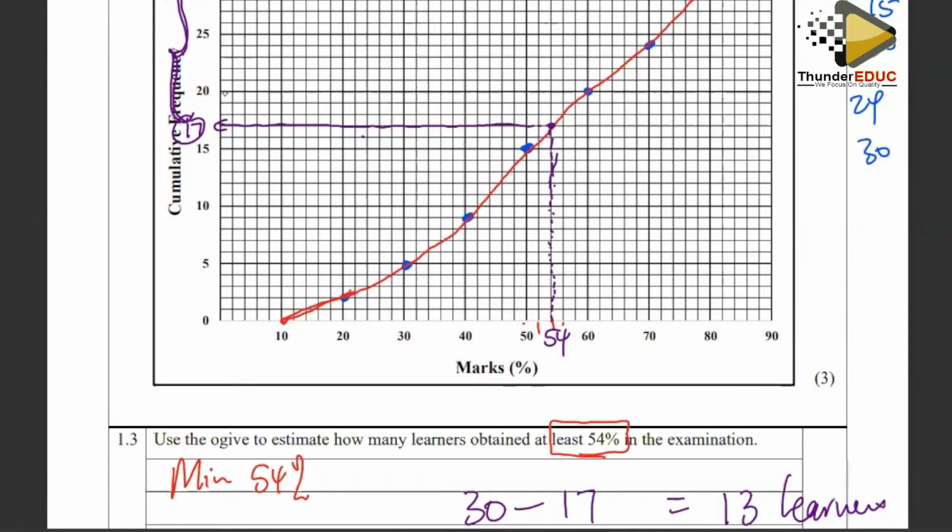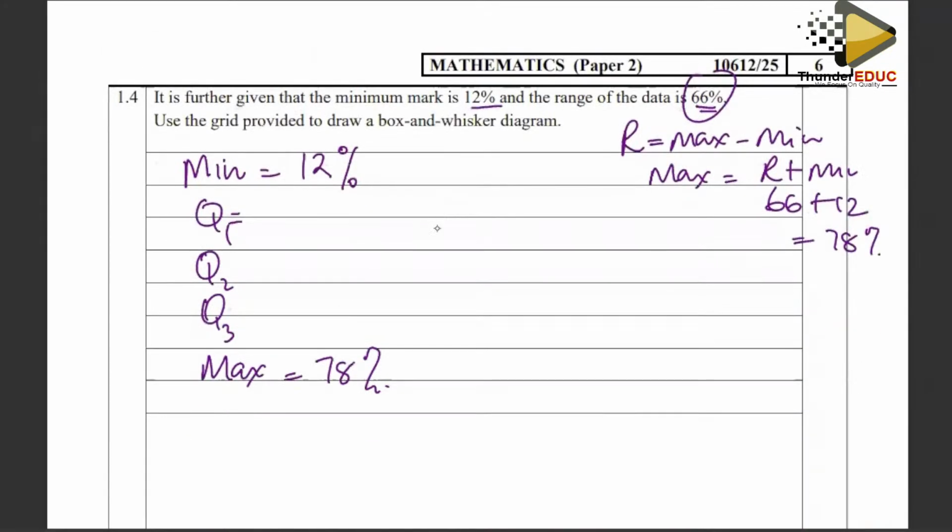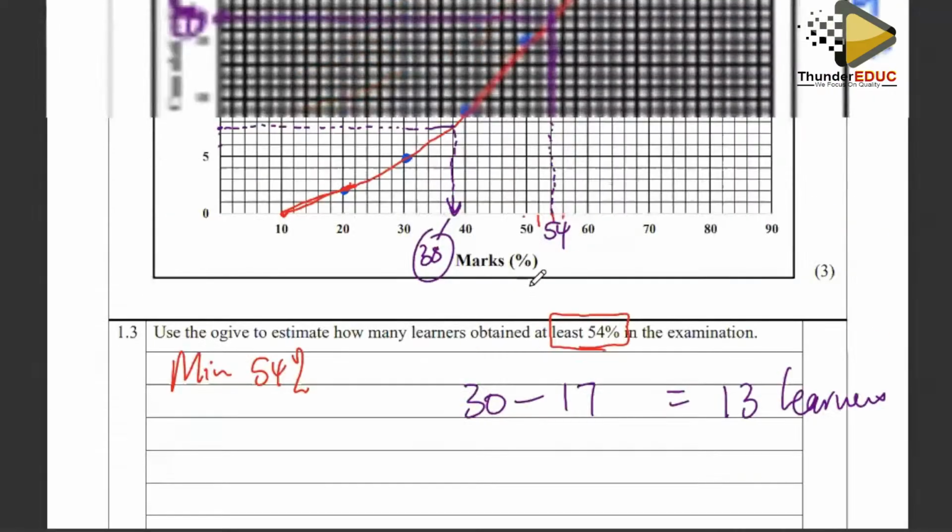Where do we find 7,5? This is a 6, a 7, and 7,5 is somewhere here. Then draw the line up until it meets the ogive, and then we read off the mark. So we can see that the mark is somewhere here before 14, so this is going to be 38. So our Q1 is 38. Let me jot it down here. 38%.